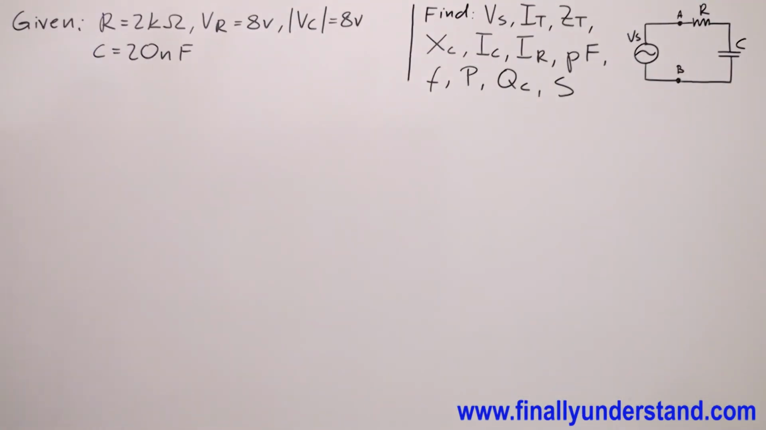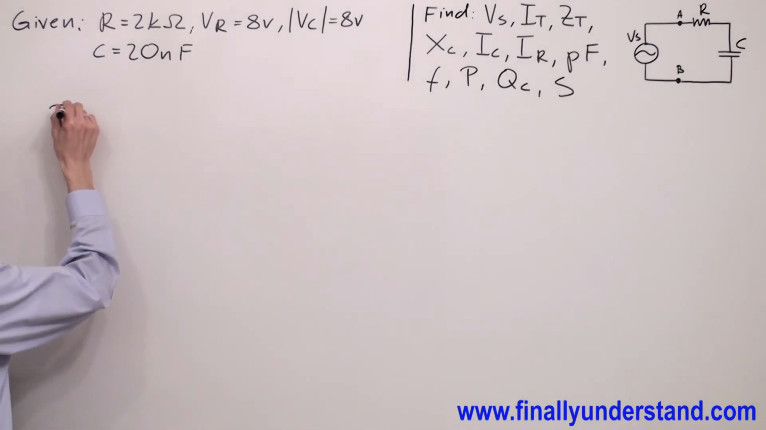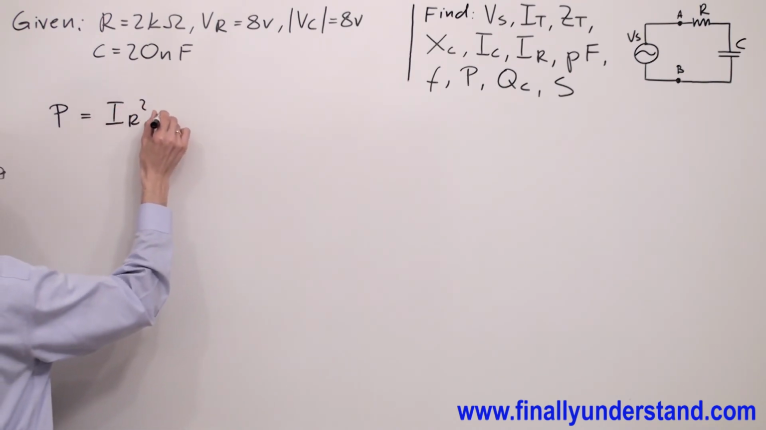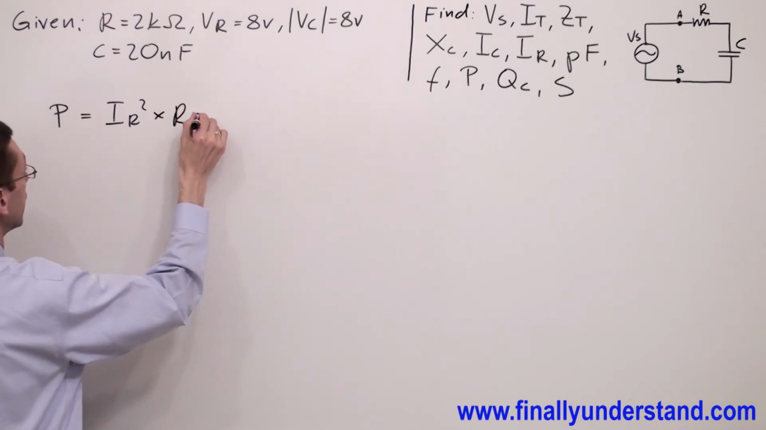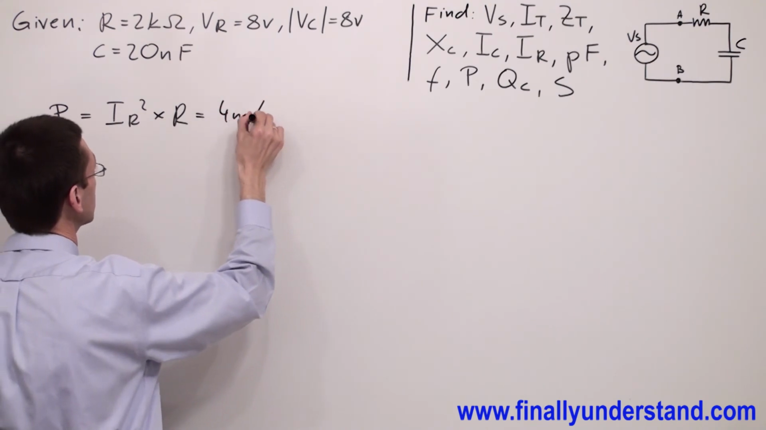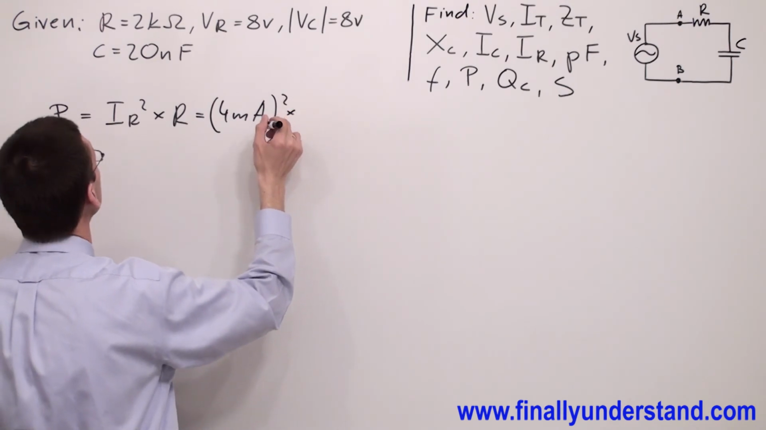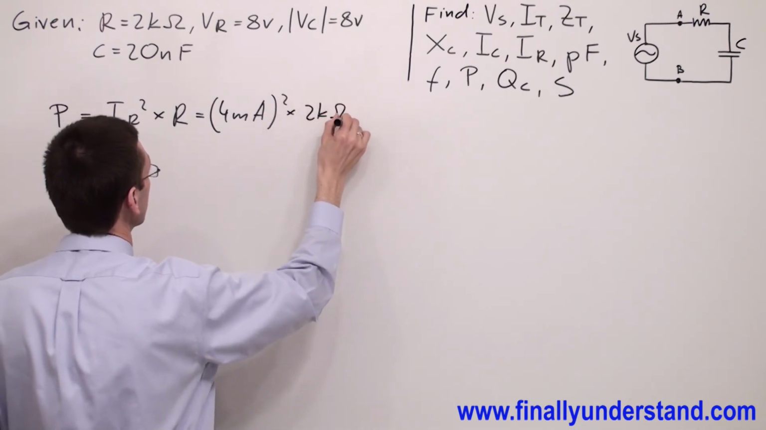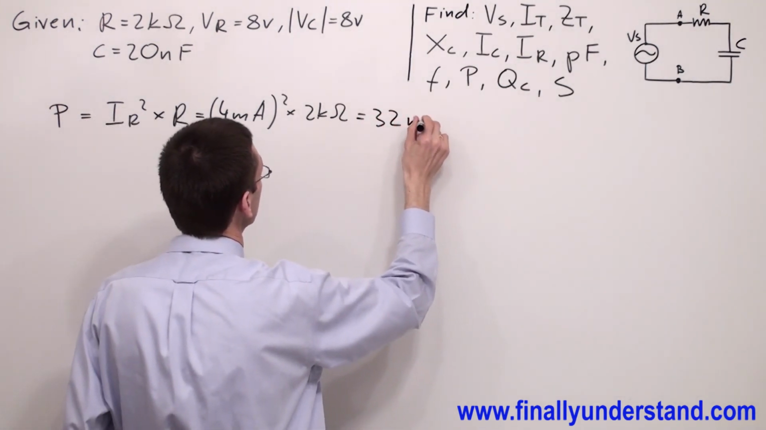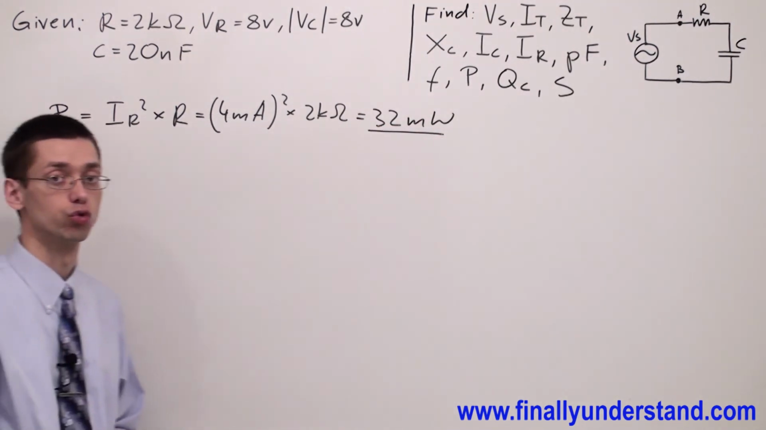Next, we're supposed to find the true power. The formula for true power says true power is equal to I R squared times resistance, where I R we found is equal to 4 milliamps, and we don't include the angle, squared, times resistance, which is equal to 2 kilo ohms. This is equal to 32 milliwatts. And this is the value of the true power.